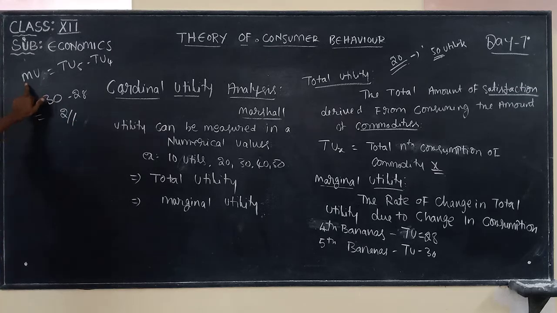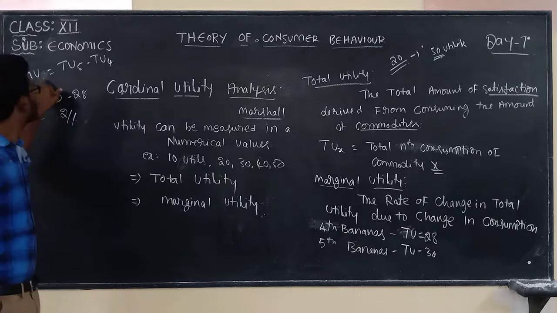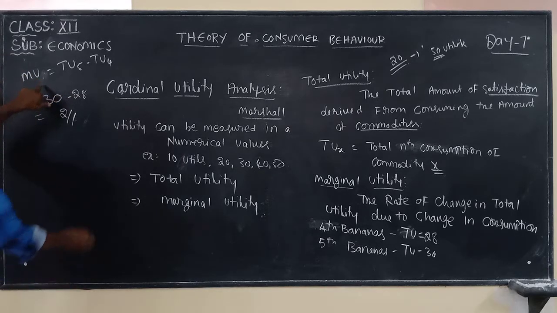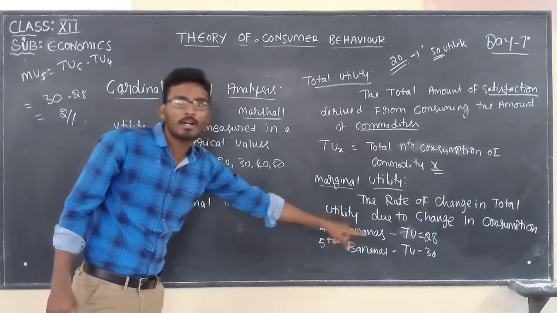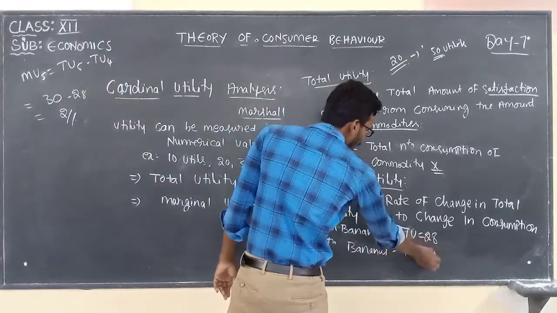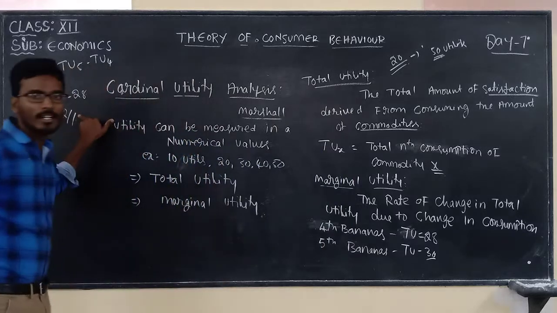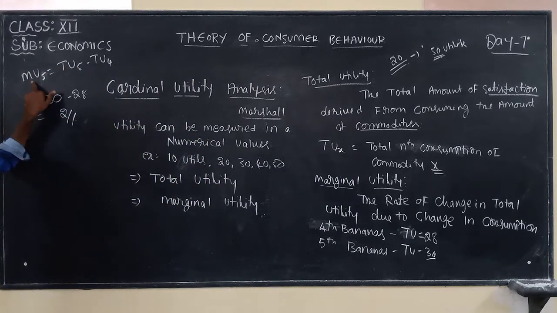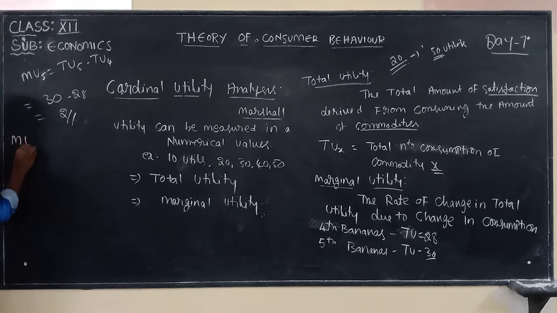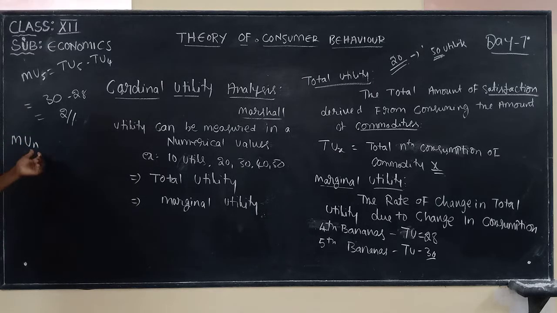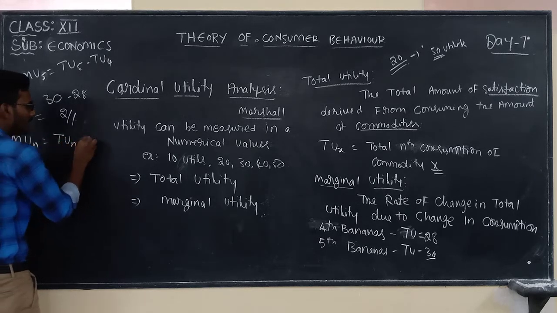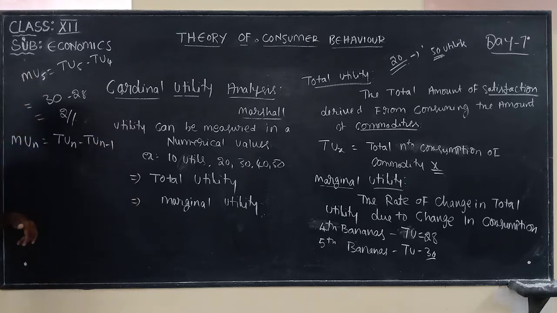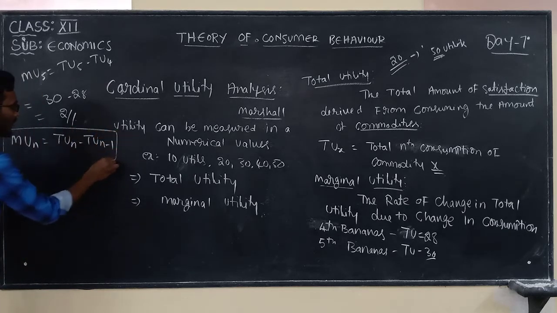Marginal utility of the 5th banana equals total utility of the 5th banana minus total utility of the 4th banana, that is 30 minus 28, which is 2. That is known as the marginal utility of the 5th banana. So we can say that marginal utility of the nth unit is nothing but total utility of n minus total utility of n minus 1. This is the formula to calculate the marginal utility.